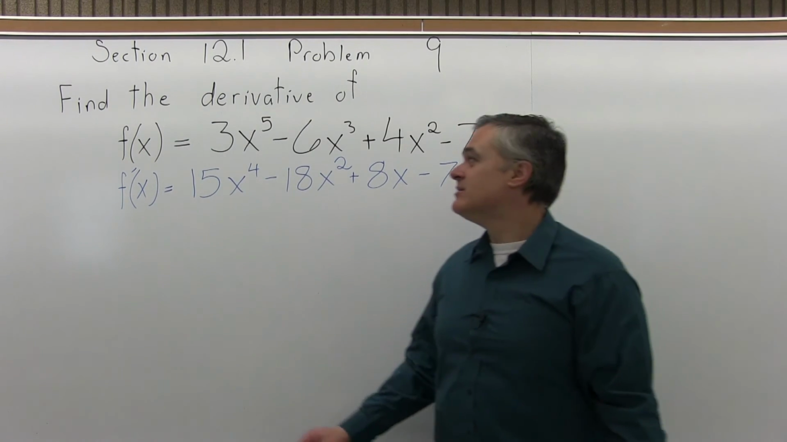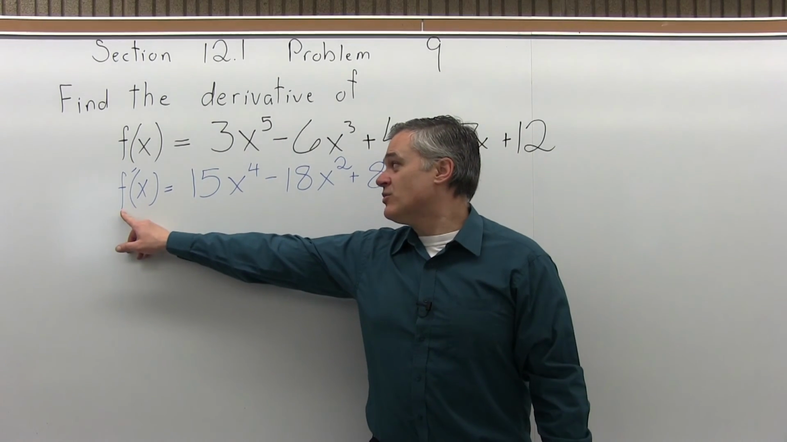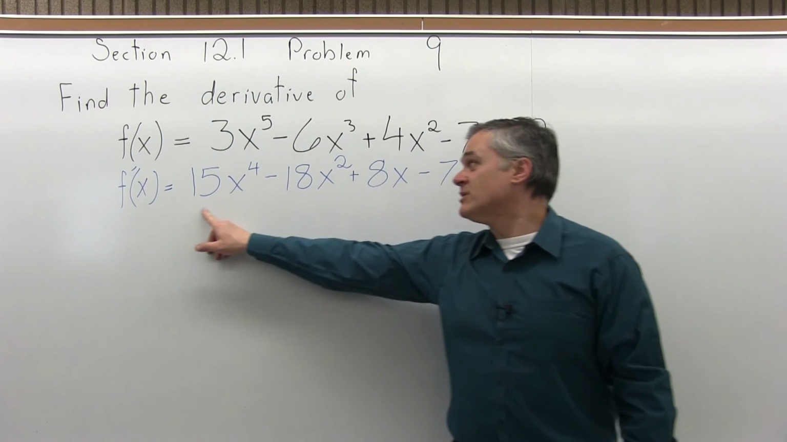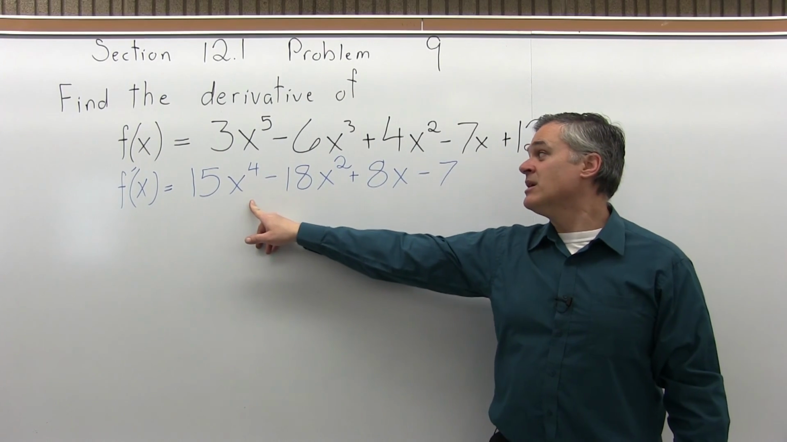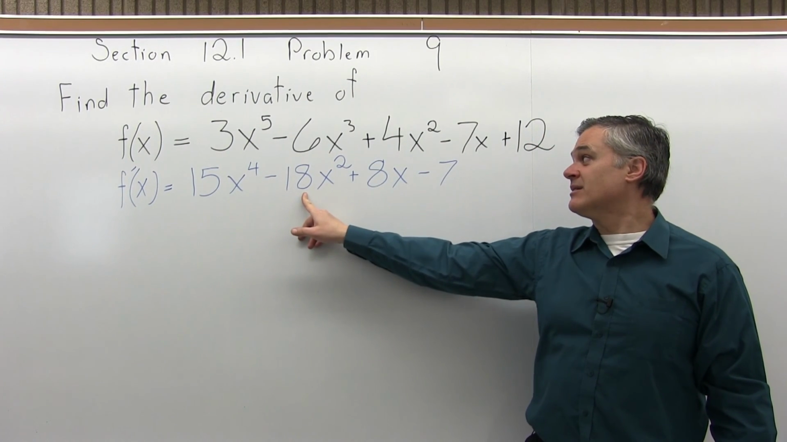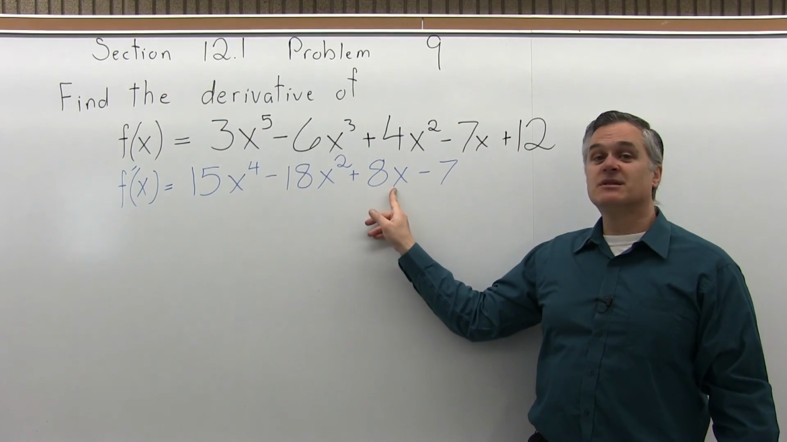So in the end, the answer is the derivative is f prime of x equals 15x to the fourth power minus 18x to the second plus 8x minus 7.